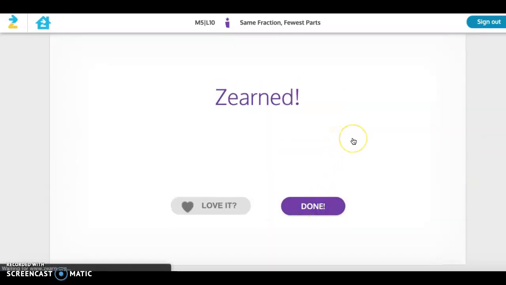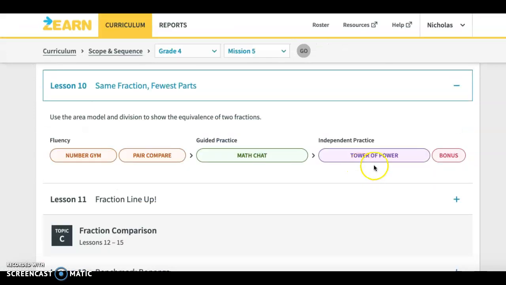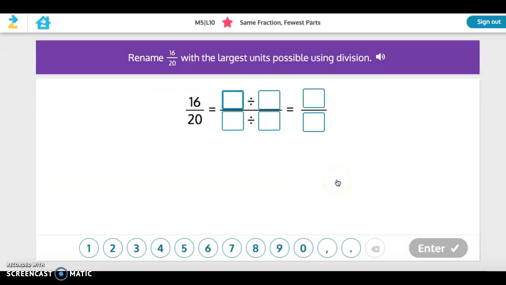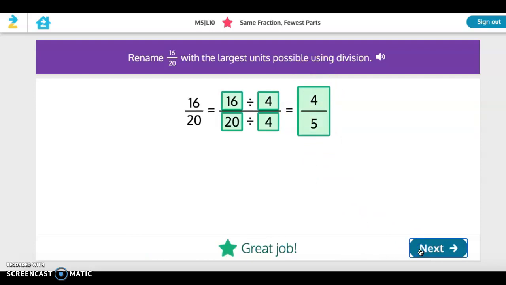Excellent. So I'm now going to do the bonus as well to help clear up a few things and work with maybe some larger numbers. So rename 16/20ths with the largest units possible using division. So we're dividing 16/20ths. Let's see what can be divided in this. I could, of course, divide by 2 because these are both even. Let's see if I can divide by 4. So 16 divided by 4 is 4. 20 divided by 4 is 5. I think that's as close as we're going to be able to get that. Correct.